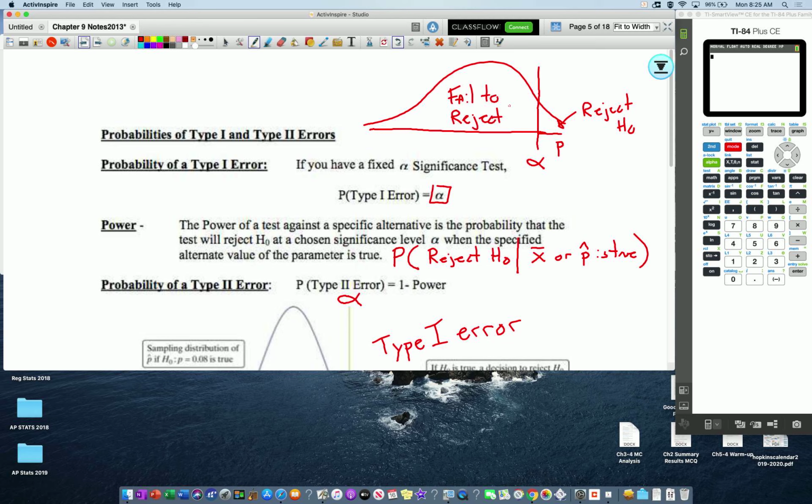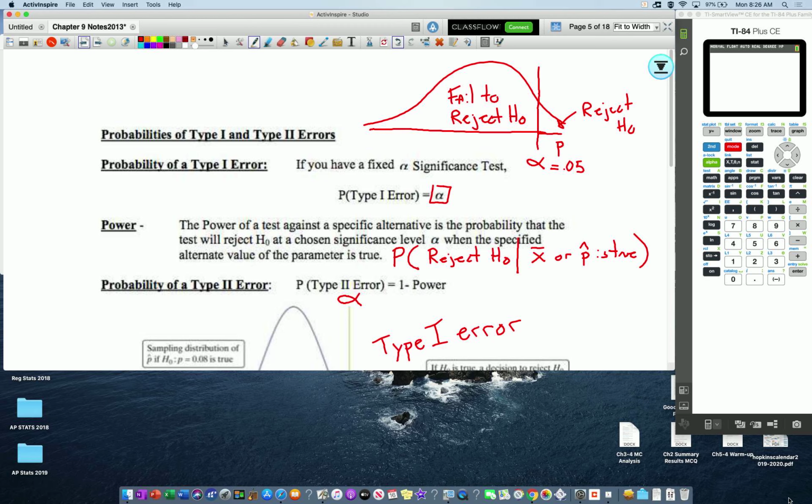So we're going to fail to reject the null. This alpha, many times, will be 0.05 if it's not given to you. But if it is given to you, it is that particular value because you're going to be in this area this percentage of the time. So type 1 error is very, very easy to calculate.